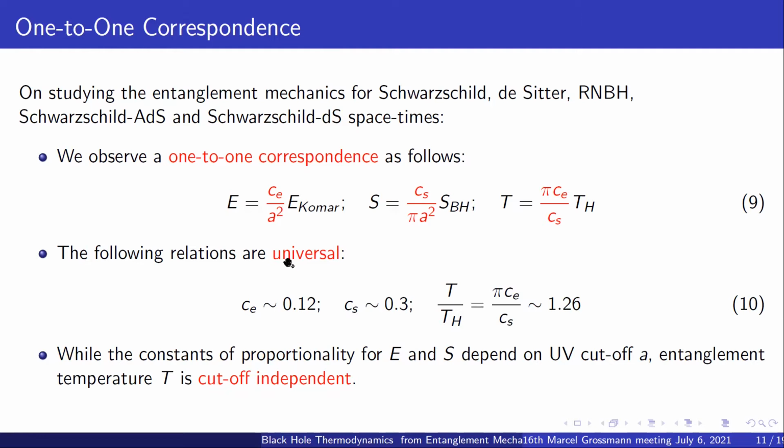So another universal result that I was able to obtain was that the prefactors CE and CS are in fact exactly the same for all the spacetimes considered, and the ratio T over TH is also the same. Now, another thing you can look at here is that while entanglement energy and entropy depend on the UV cutoff A, the temperature itself is independent of the UV cutoff or the lattice spacing A.